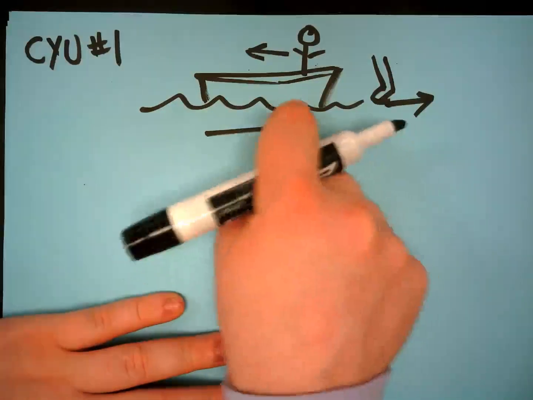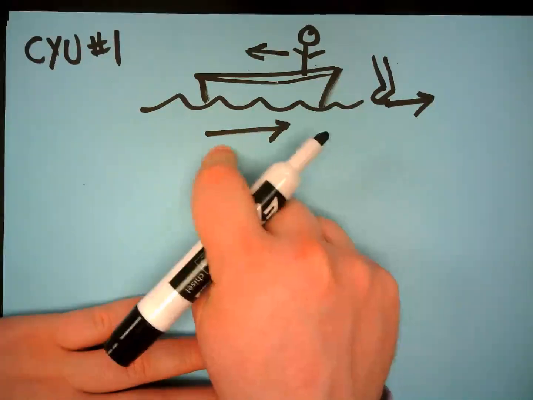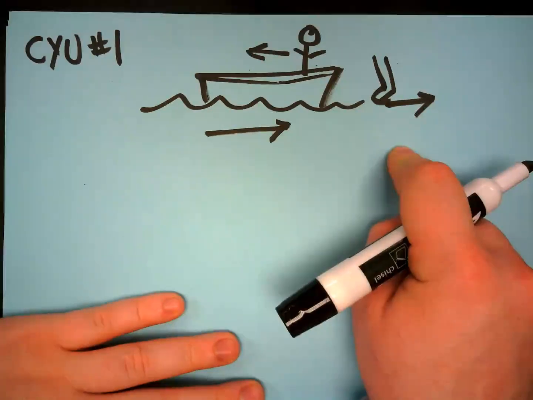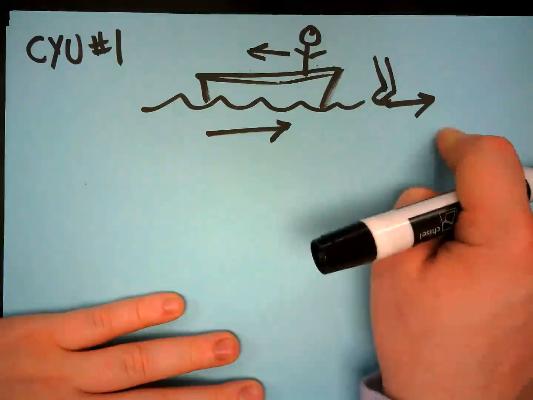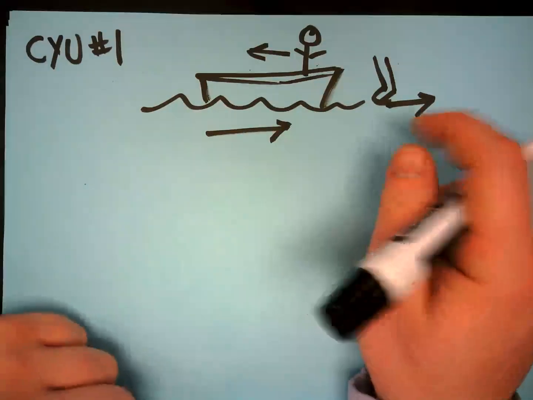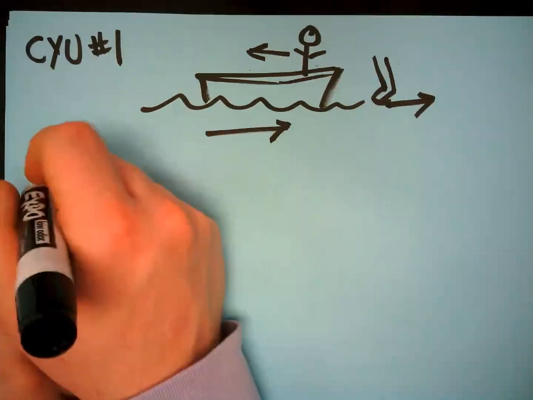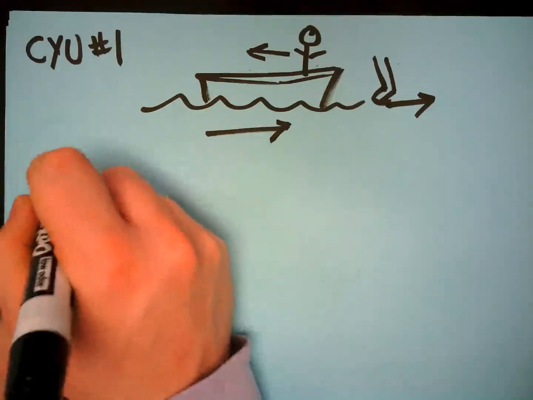So we should expect then that the motion of the boat is actually going to be opposite to the motion of the person here. It's going to be with the force being applied here. So let's keep that in mind, and then let's write down our variables.